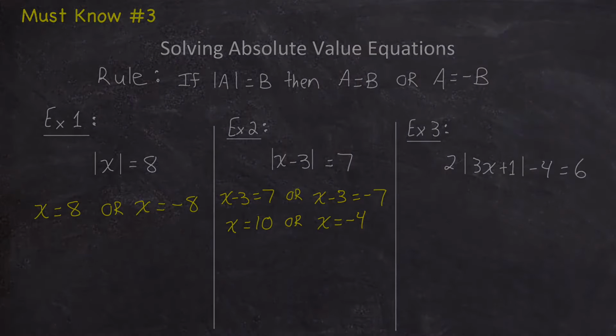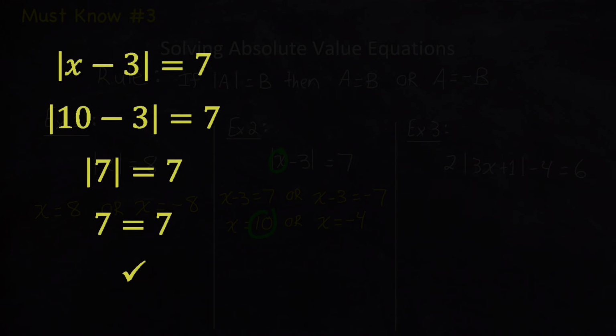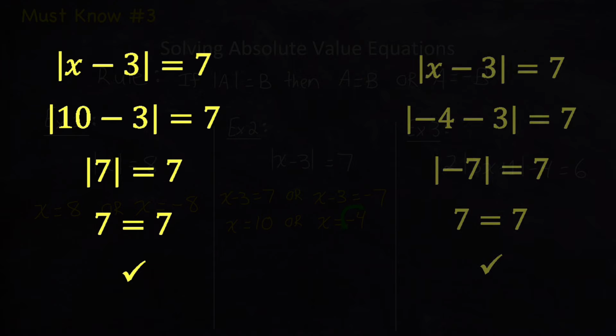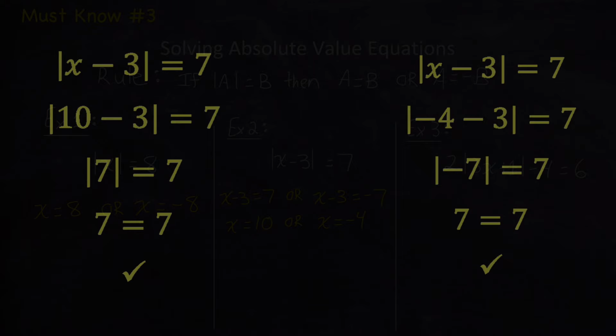And we could check. Subbing in 10 for x, I get the absolute value of 10 minus 3, which is the absolute value of 7, which is 7. Subbing in negative 4 for x, I get the absolute value of negative 4 minus 3, which is the absolute value of negative 7, which is also 7. So both solutions are correct.